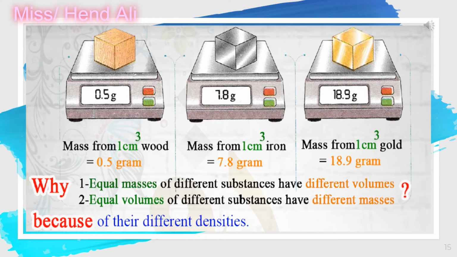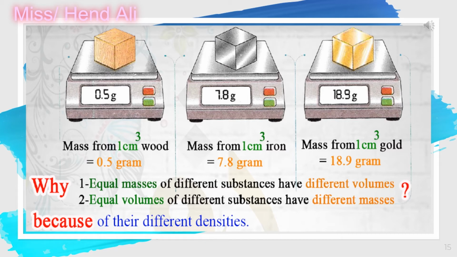As you can see, we have 1 cubic centimeter of wood, 1 cubic centimeter of iron, and 1 cubic centimeter of gold. So all of them, wood, iron, and gold, have the same volume. We know that 1 cubic centimeter means the volume, because the unit of the volume is cubic centimeter. So when we say 1 cubic centimeter of wood, we know that we're talking about the volume. So these different substances have the same volume.